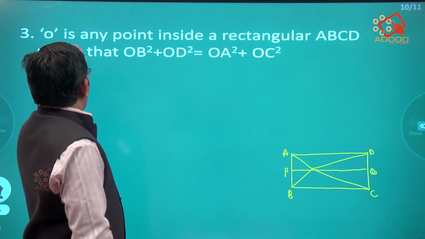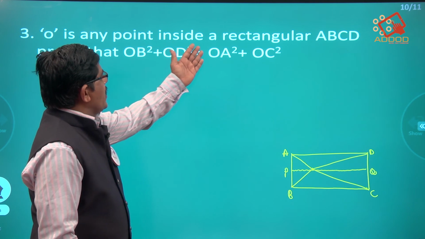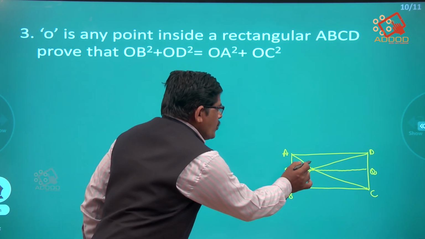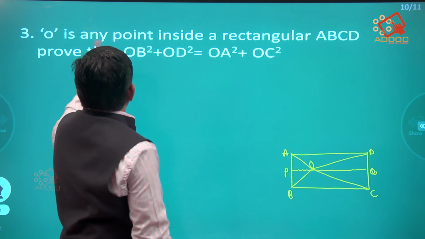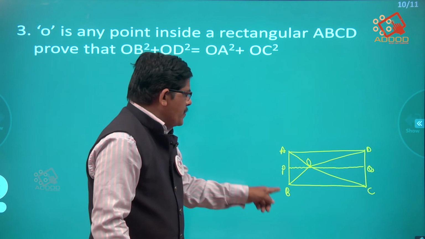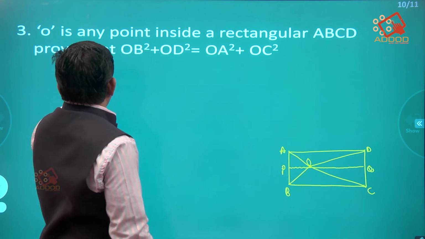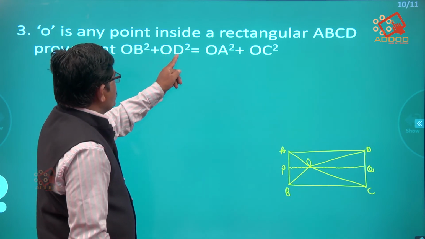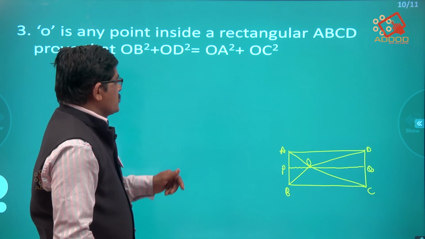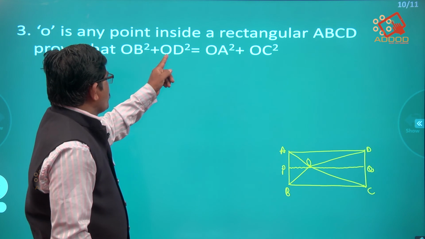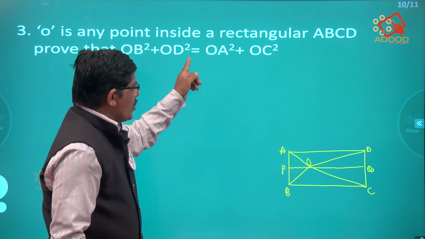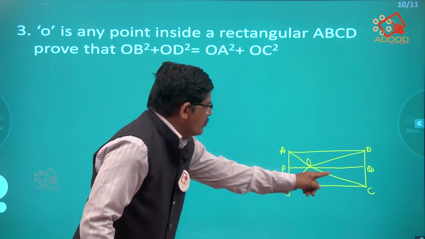Now, O is any point inside a rectangle ABCD. Prove that OB square plus OD square is equal to OA square plus OC square. Hence, we prove this question. First, take OB square plus OD square is equal to OA square plus OC square.